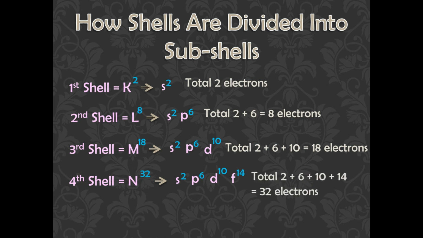Similarly, the fourth shell capacity is 32 electrons, and these 32 electrons are divided like this: in S 2 electrons, in P 6 electrons, in D 10 electrons and in F 14 electrons. 2 plus 6 plus 10 plus 14, total 32 electrons.